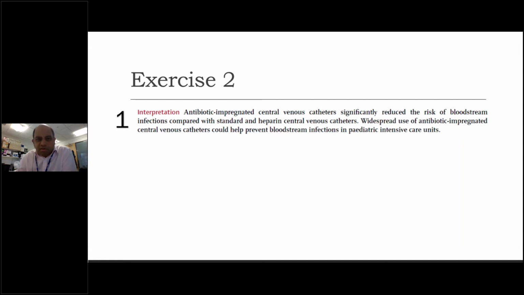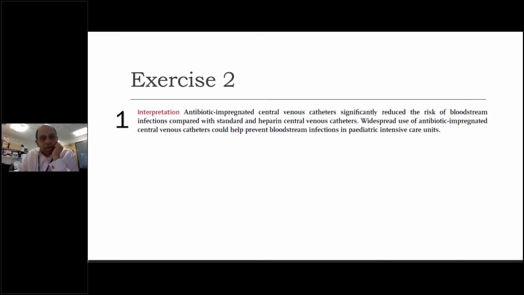It's awfully silent of you. I'm sure someone can say something or type. Yeah, so antibiotic impregnated catheters versus normal catheters. Someone's typed in standard, heparin and antibiotic impregnated catheters. Yeah, you got it. So there are two controls here.